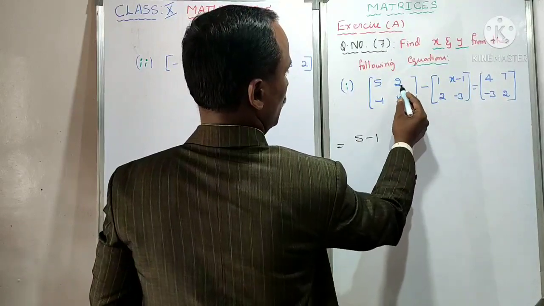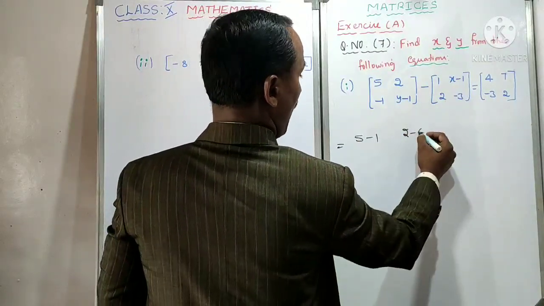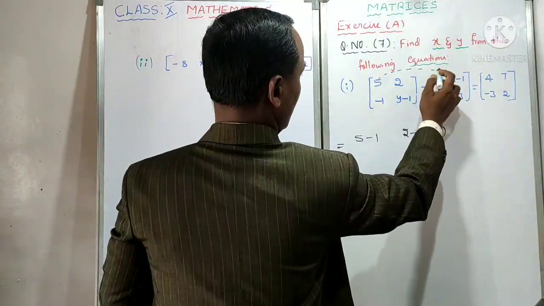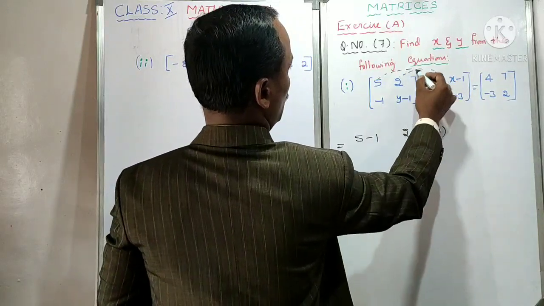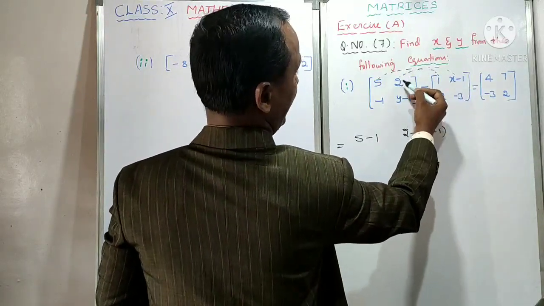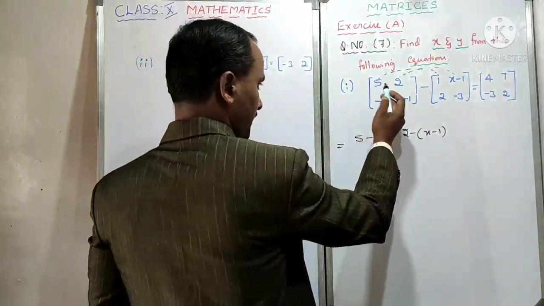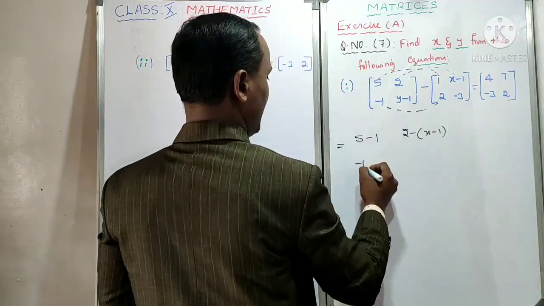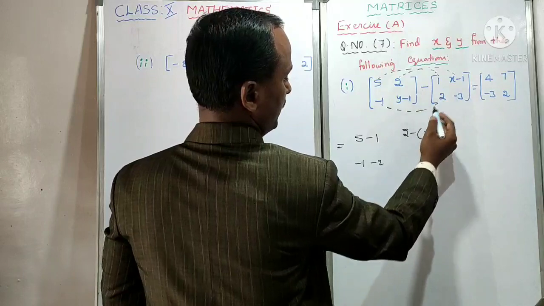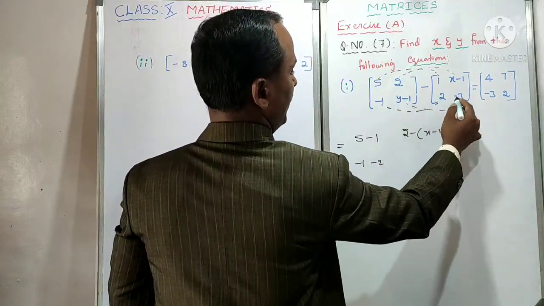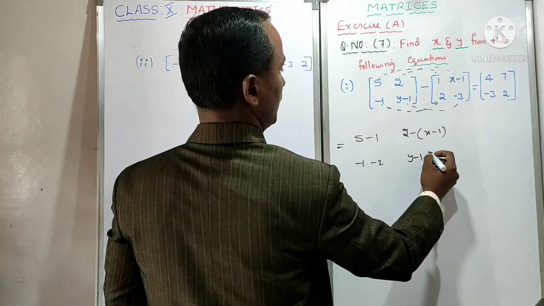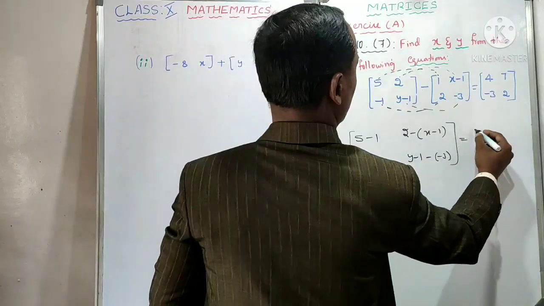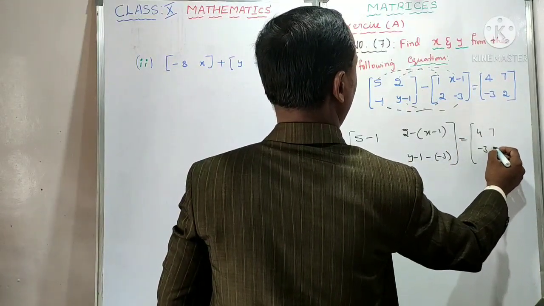5 minus 1. 2 minus of x minus 1. Where minus will come, binomial is there. See this one comparing with 1, 5 minus 1. The second element is subtracted from the second element, first element subtracted from first element, 5 minus 1. Next the third one, minus 1, minus 2. Minus into plus, minus 2. This one, fourth element subtracted from fourth, y minus 1, minus of minus 3. Close the bracket, rectangular box is equal to, right hand side, 4, 7, minus 3, 2.